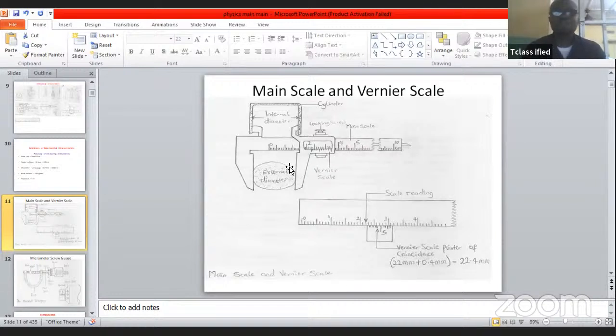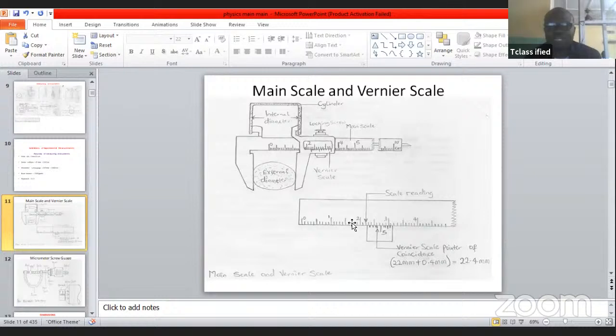So you have what you want to measure. If it is internal, it has to be placed on top here. But if it is external, it has to be placed between these jaws. Now, if you've taken your measurement, this is exactly how you're going to see it in JAMB or WAEC. Can you see this second diagram? This is what you will be shown, and you'll be told to read it out. So how do you read it out? That's what we are going to study now.